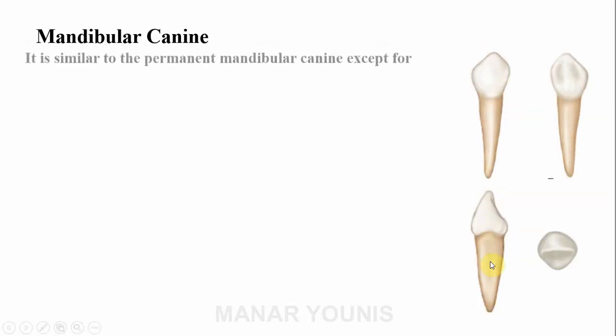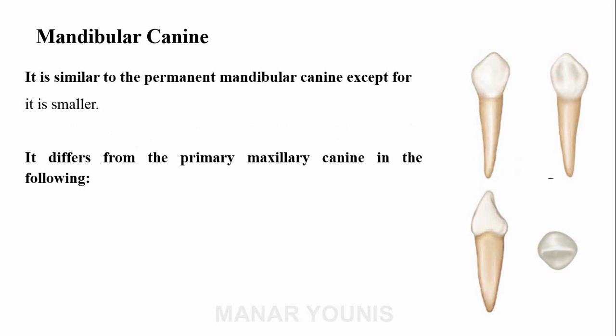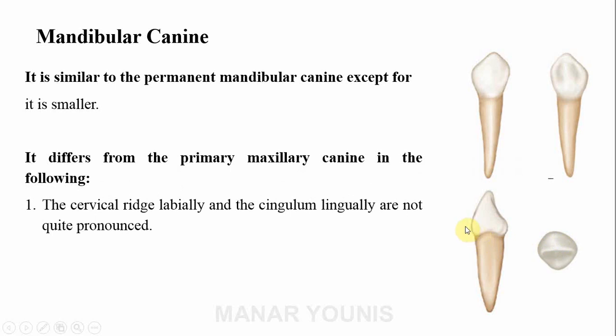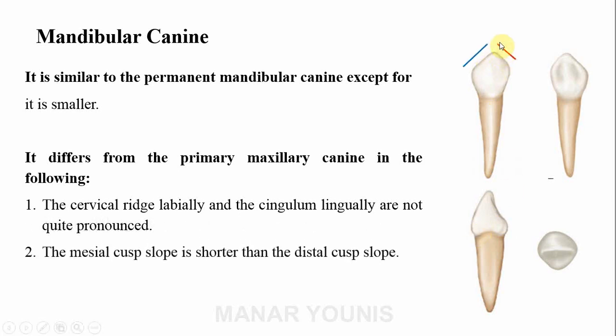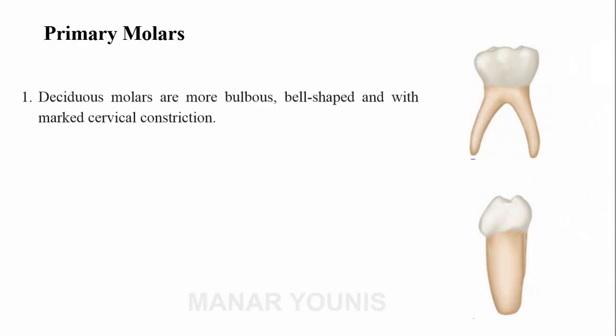The primary mandibular canine is similar to the permanent canine except for its smaller dimension. However, it differs from the primary maxillary canine in the following. The cervical ridges, labially and lingually, or the cingulum lingually, are not quite as prominent as in the primary maxillary canine, and the mesial slope is shorter than the distal slope, which is similar to a permanent mandibular canine.